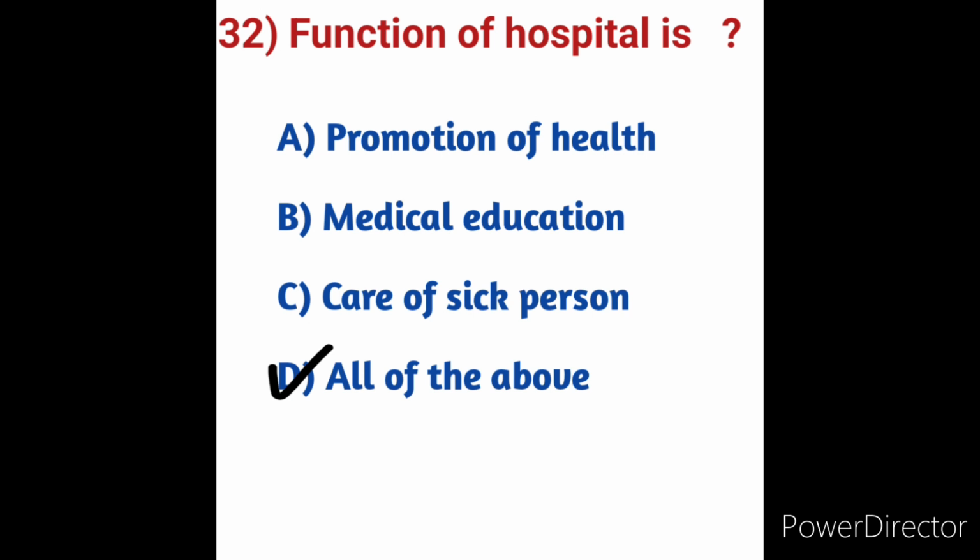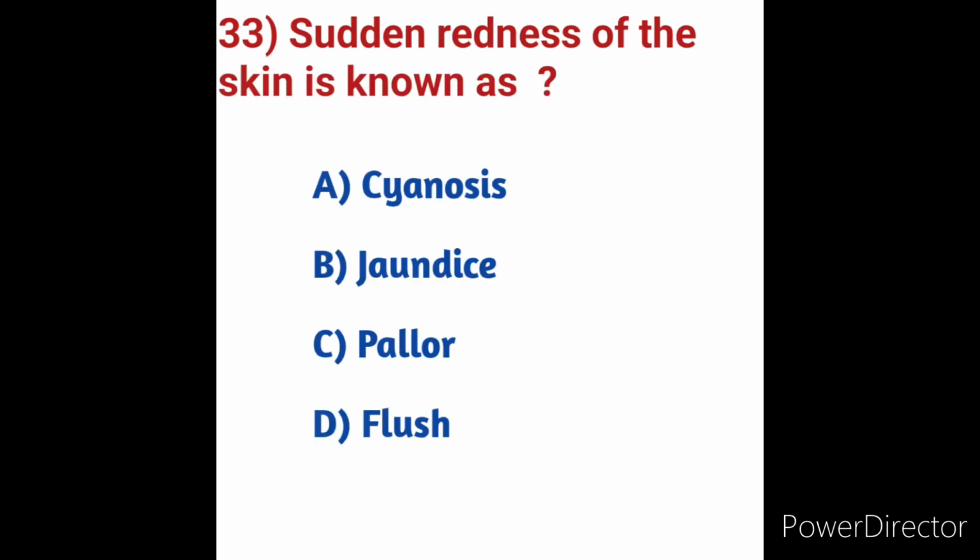Next we will move on to question number 33. The sudden redness of the skin is known as. Suddenly developed a redness on the skin, it is termed as. We will see here options. Option A, cyanosis. Option B, jaundice. Option C, pallor. Option D, flush.